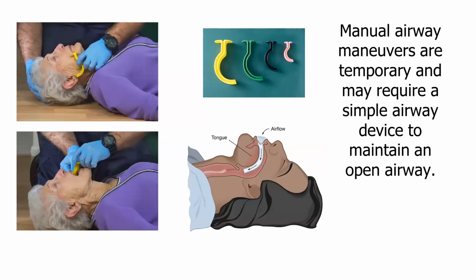All right, so you see here on the screen, here are the OPAs. You're going to make sure you measure and insert the correct size, okay? Obviously, if you had a neonate, you wouldn't use that yellow one, right? And if you had an adult, you wouldn't use that pink neonate one, right? Because that can block the airway. So make sure you're measuring it. You can measure it from the corner of the mouth to the earlobe there. All right, make sure you measure it.